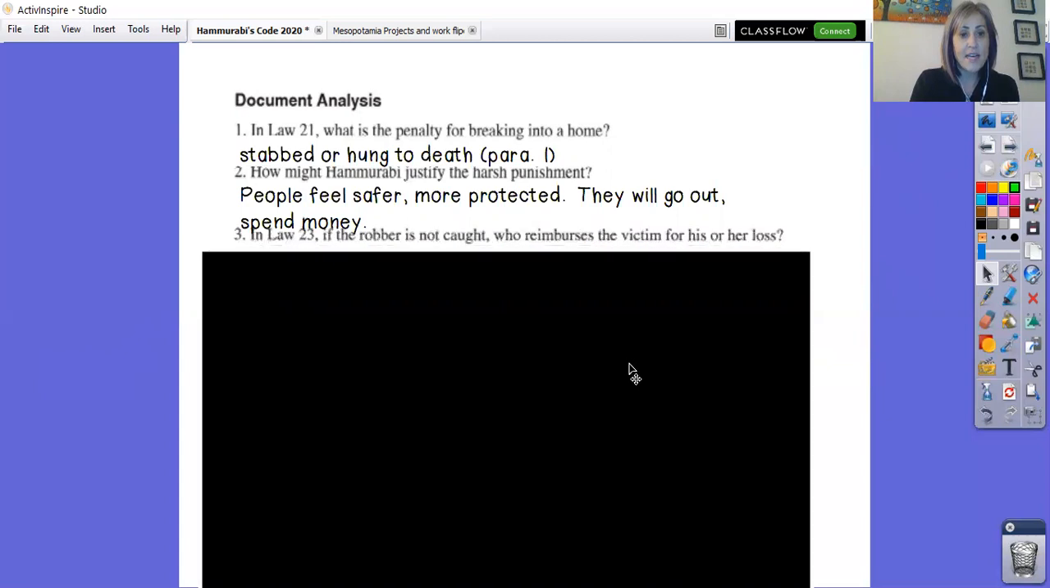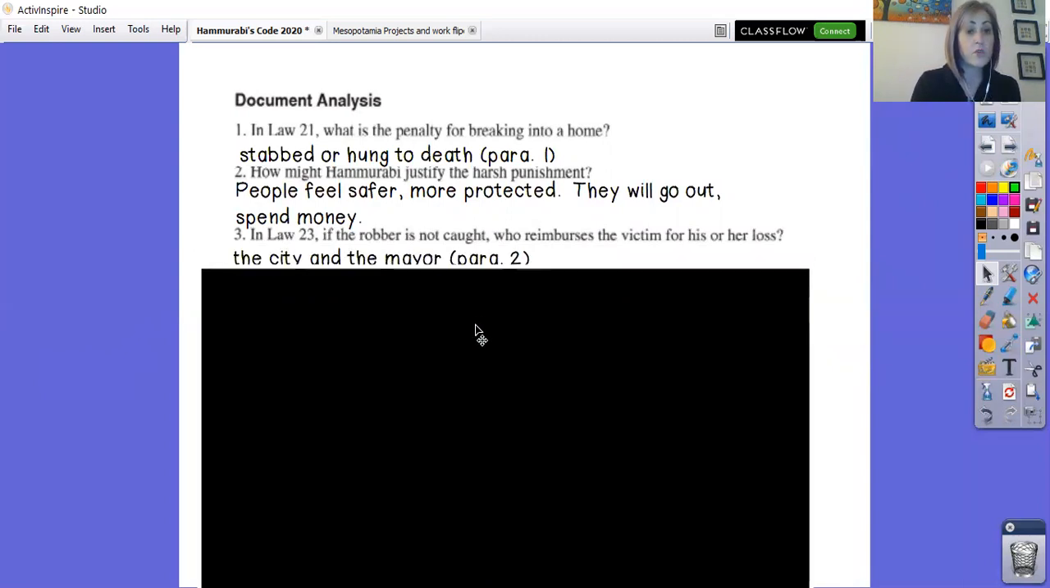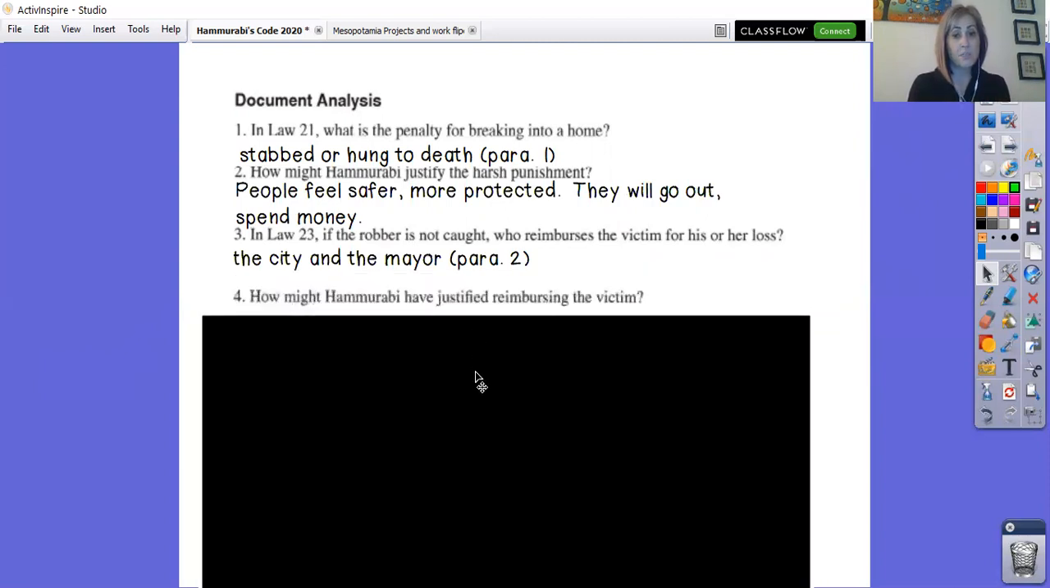Question 3 says, in Law 23, if the robber is not caught, who reimburses the victim for his or her loss? So who replaces the items that were lost? And if we look at our document, Law 23, it lets us know the city and the mayor are going to replace what you lost, which again, you feel like people are looking out for you. It's not just like, oh, you got robbed, too bad, so sad. You know that your king, your leaders are wanting to help you, which actually is number 2.